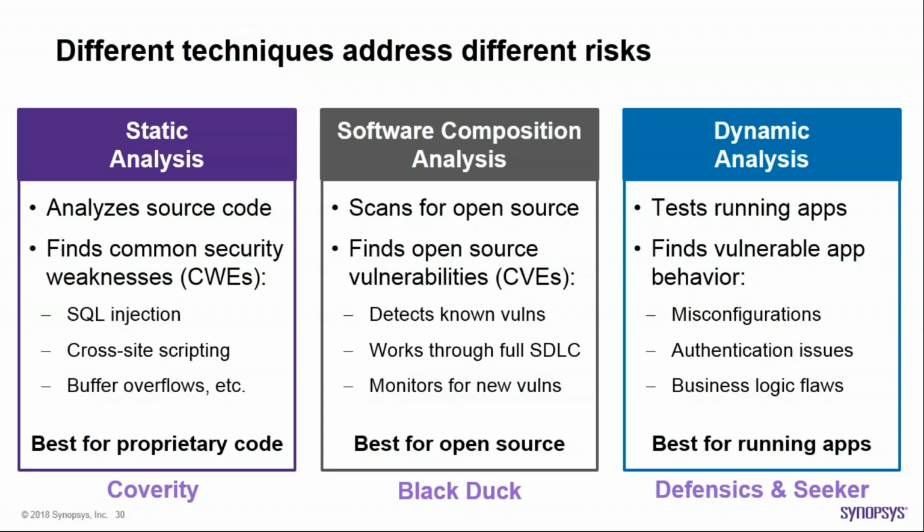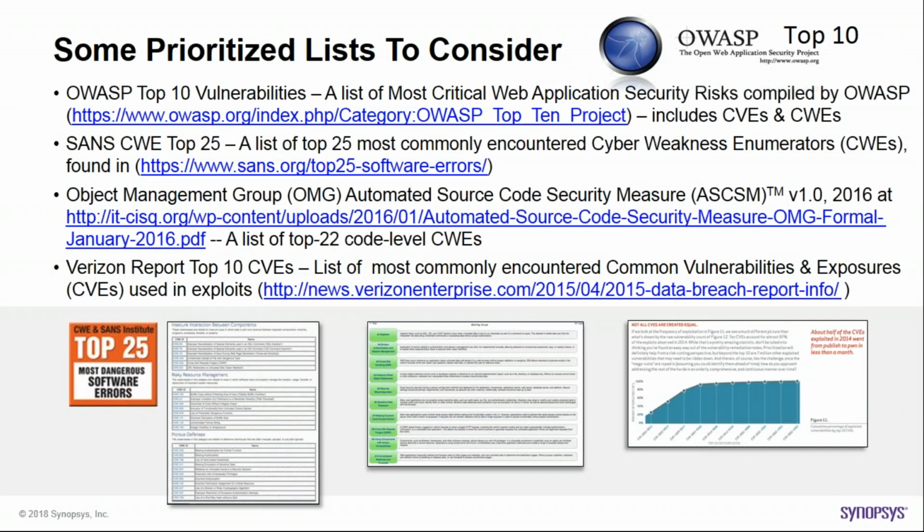And Defensics as a fuzzer and Seeker as interactive security testing has been very useful, especially, as I mentioned, with web applications. And there are many lists that help you get started. Many of you are familiar with the OWASP Top 10, the SANS Top 25, the Object Management Group that we're with, CISQ. We put out the Automated Source Code Security Measures, and we also have other reports such as the Verizon report that comes out.